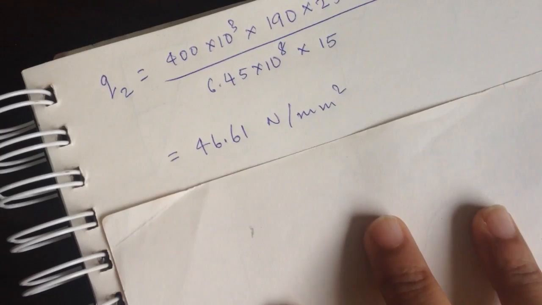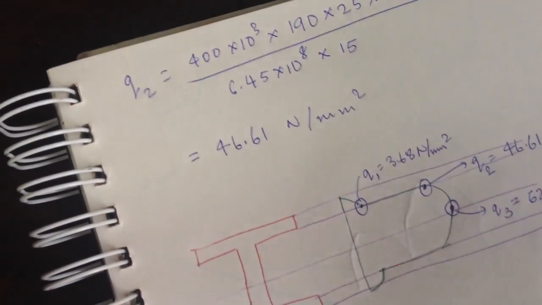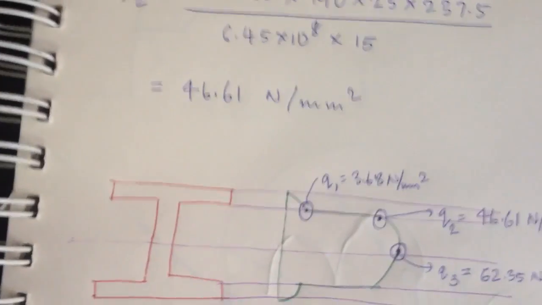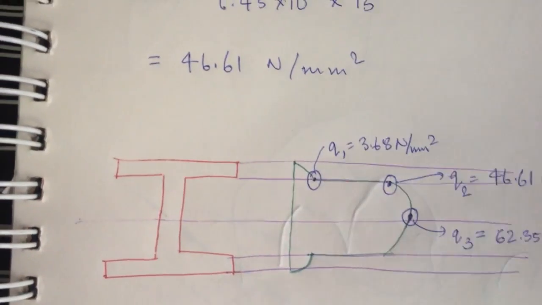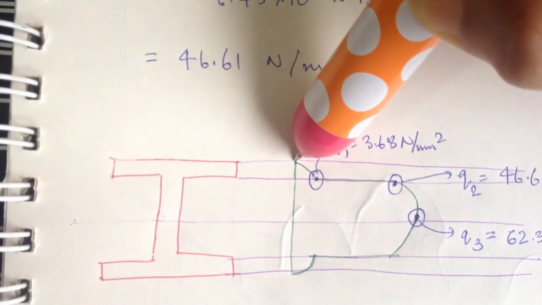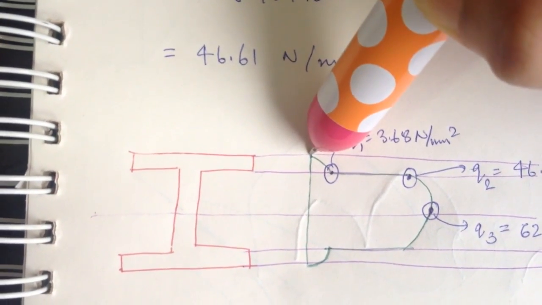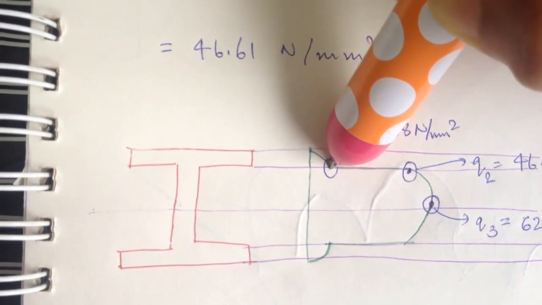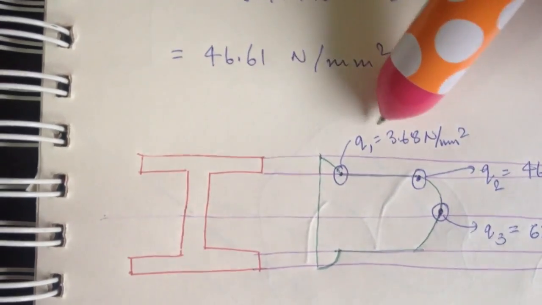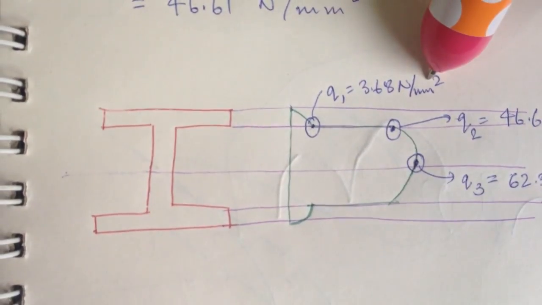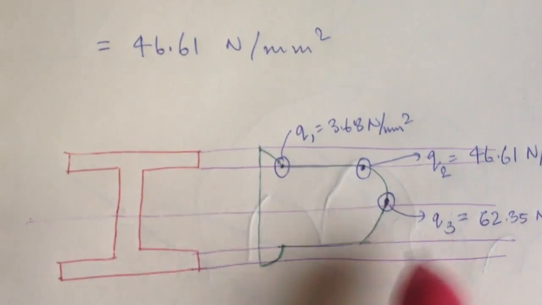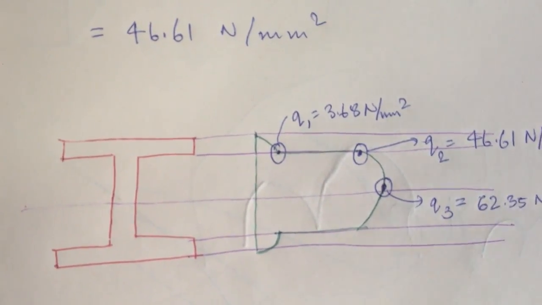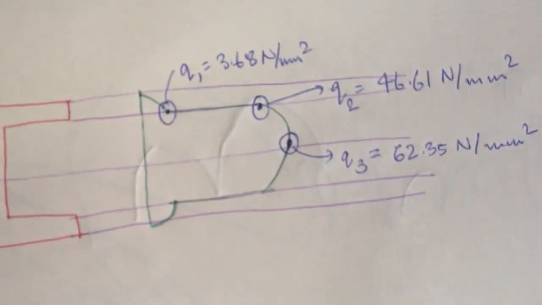Now the important part is to make the shear stress distribution. So this is the I section. Obviously at the extreme fibers the shear stress is 0, so this is 0. This is a parabolic curve, this one here. That gives us 3.68, which we solved for, then Q2, which is 46.61, and the maximum is Q max, 62.35. Thank you.